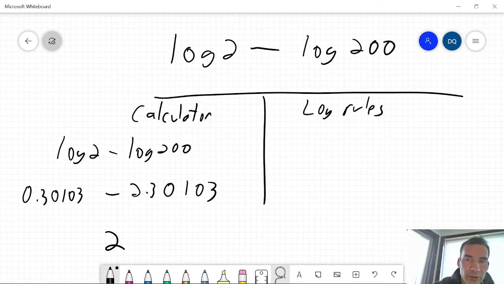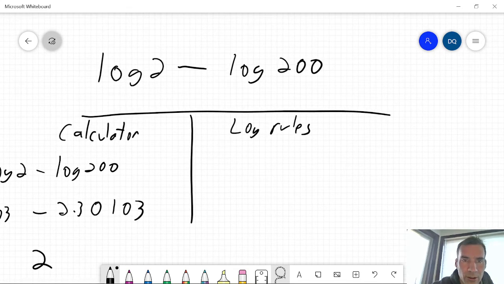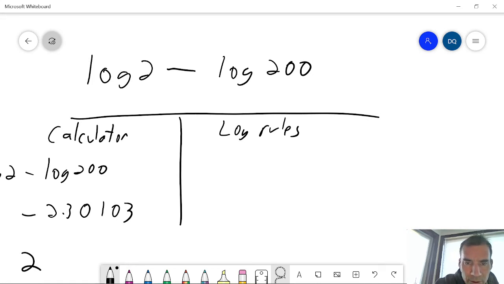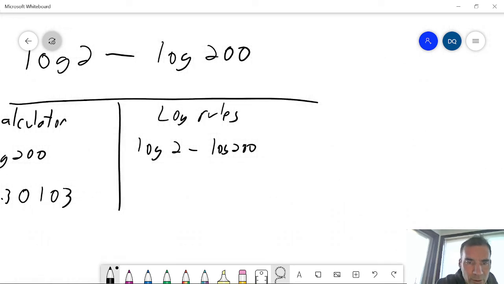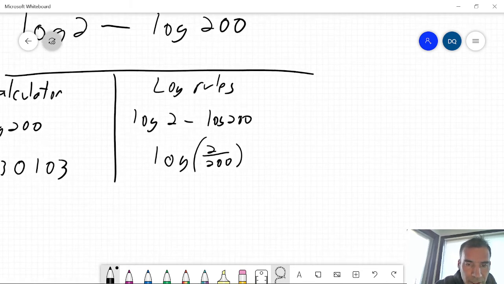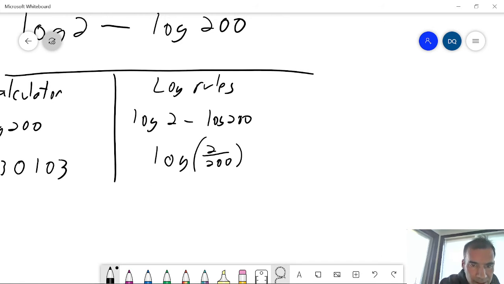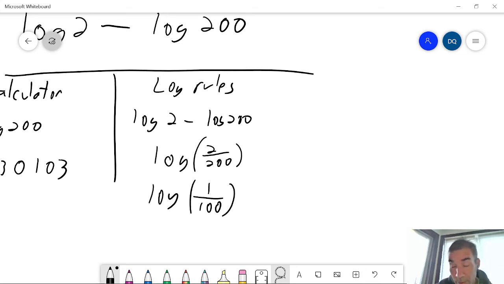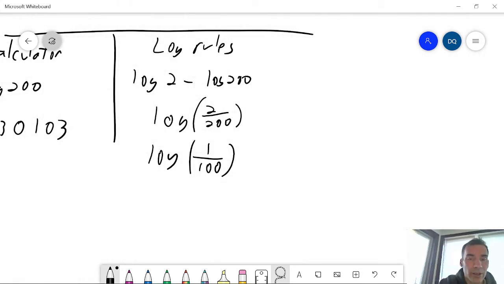Okay, let me try and do that without a calculator. So I'll do this using log rules. If I use log rules, then the log of 2 minus the log of 200 is going to be equal to the log of 2 divided by 200. Now 2 divided by 200 is the same as 1 divided by 100. I just divided top and bottom by 2. And 1 divided by 100 is decimal 0.1.